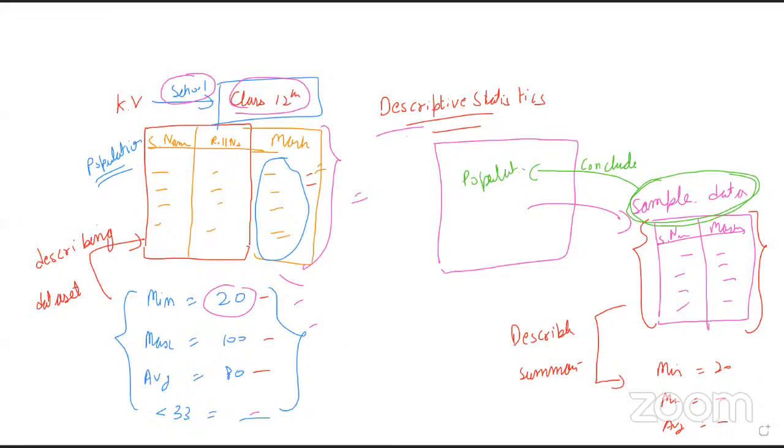Sir, descriptive is also for a sample, right? Yes, here this is the descriptive statistics for sample data. Here it is descriptive for population data. This was our population.